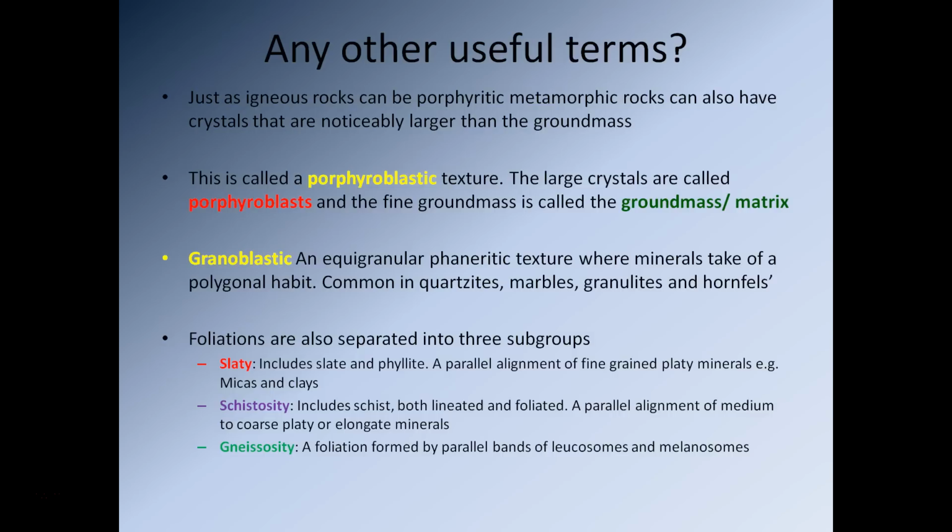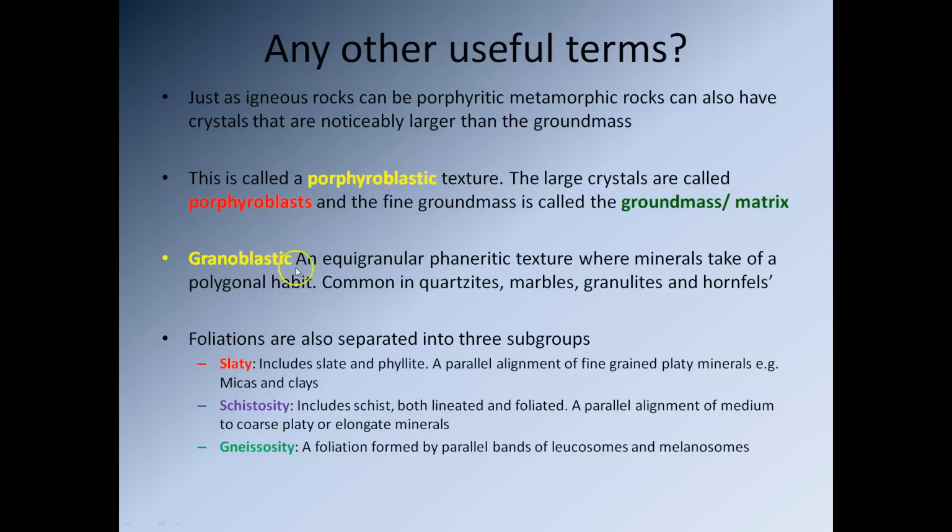So, are there any other useful terms when it comes to metamorphic rocks? Well, just as igneous rocks can be porphyritic, metamorphic rocks can also have crystals that are noticeably larger. So, that's referred to as porphyroblastic. In the case of porphyroblastic rocks, the large crystals are called porphyroblasts, and the finer material surrounding them is referred to as the groundmass.